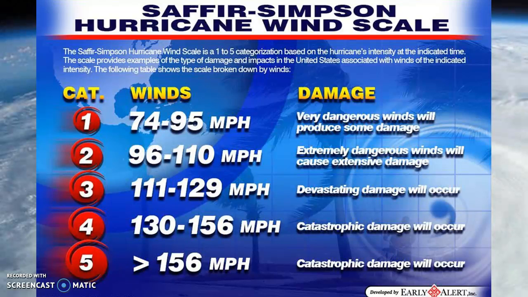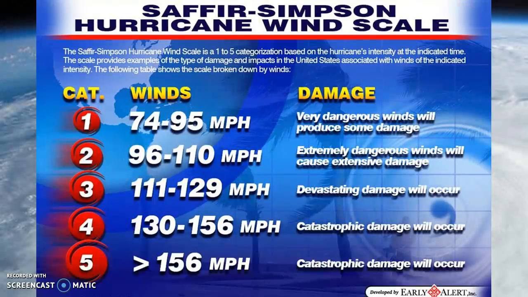This is our Saffir-Simpson hurricane wind scale. This is how we measure hurricanes. So you have categories 1 through 5. Category 1 is 74 to 95 miles an hour. It's still very dangerous and will produce some damage. Category 2 is 96 to 110 miles an hour, is extremely dangerous and winds will cause extensive damage.